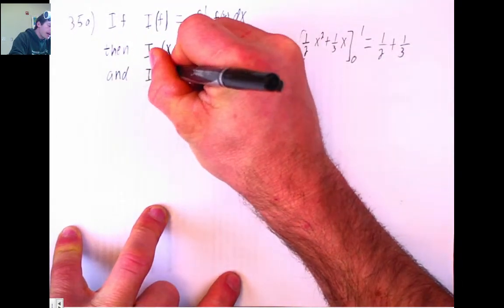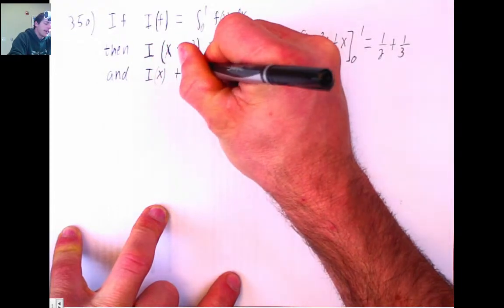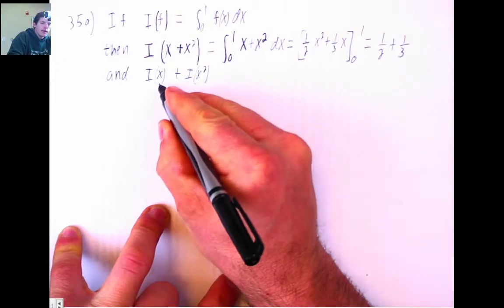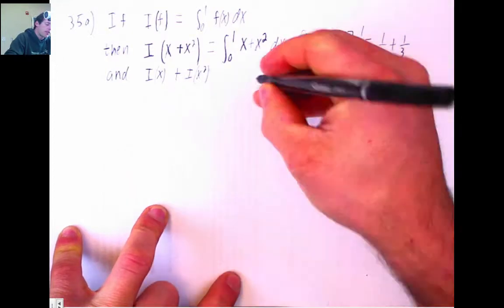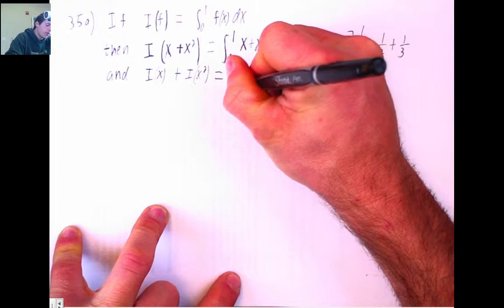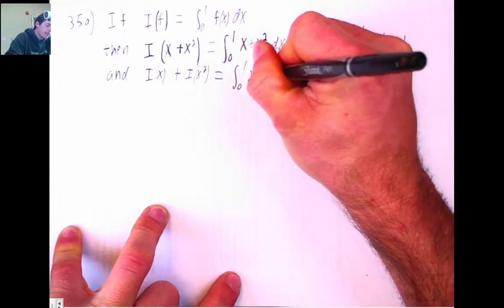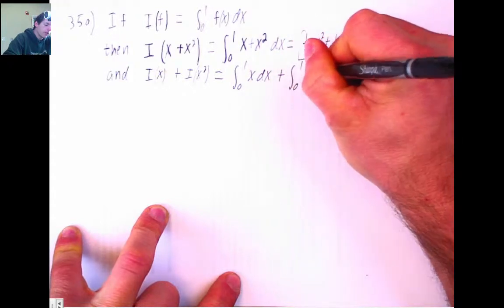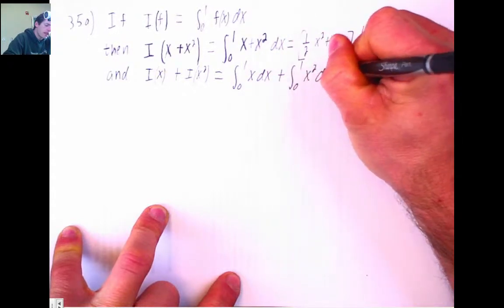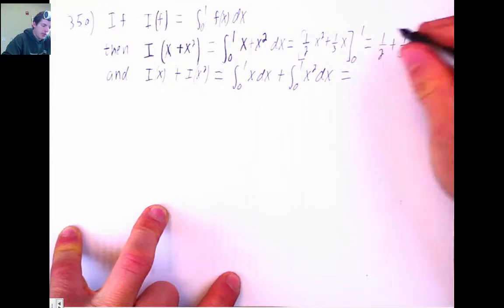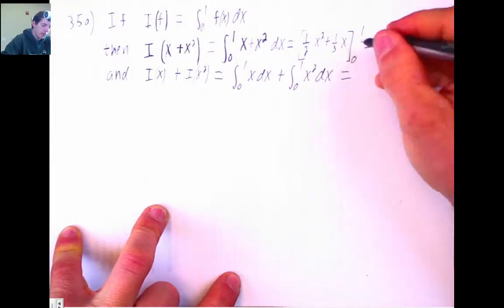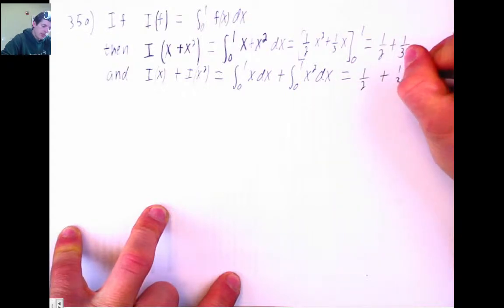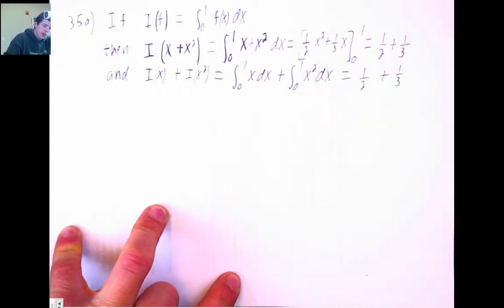I of x plus I of x squared. That is I taking in one of the vectors plus I taking in the other vector. That is the integral from 0 to 1 of x dx plus the integral from 0 to 1 of x squared dx. And you know what? I don't even need to write down the evaluated-between part. I know that this is 1/2 and that this is 1/3.